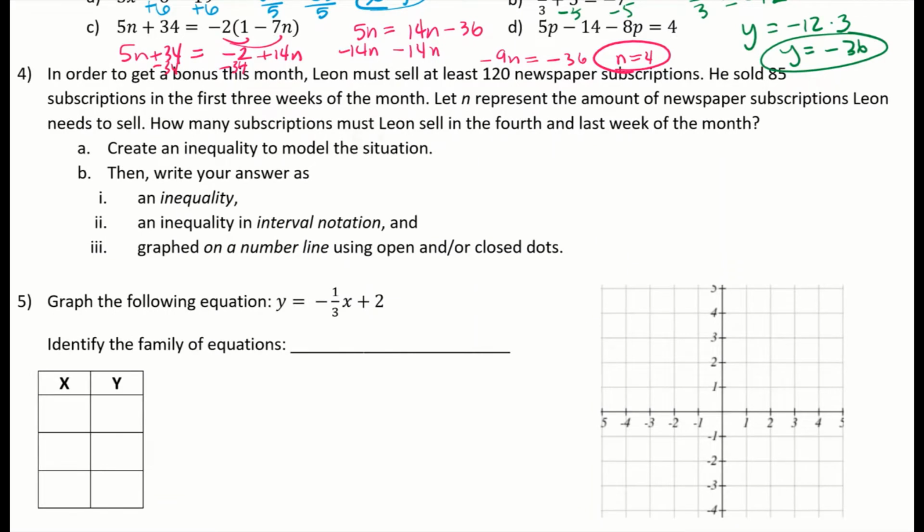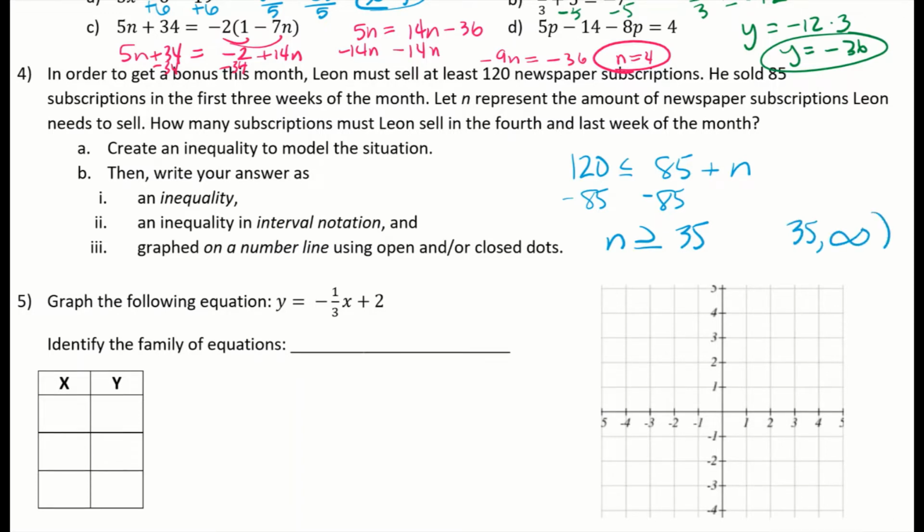So here we have Leon. He needs to sell at least 120 newspapers. He's already sold 85 subscriptions. So we're going to use the inequality to say at least. And we need to figure out how many subscriptions he needs to sell, so n. I'm going to subtract from both sides. N needs to be greater than or equal to 35. So remember, when we flip where the letter is, we flip the symbol.